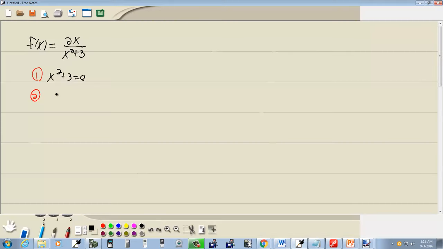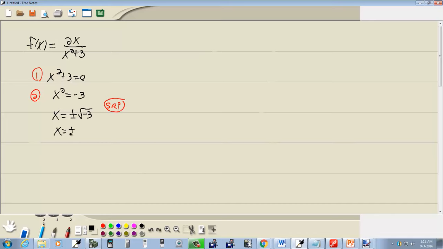Now here I'm going to take the 3 over to the right side. It becomes a negative 3. And what I'm looking to do here is use the square root property. If you can get something squared equal to something else, then you can use the square root property. The square root property says you drop your squared and you put a plus or minus square root on the other side.